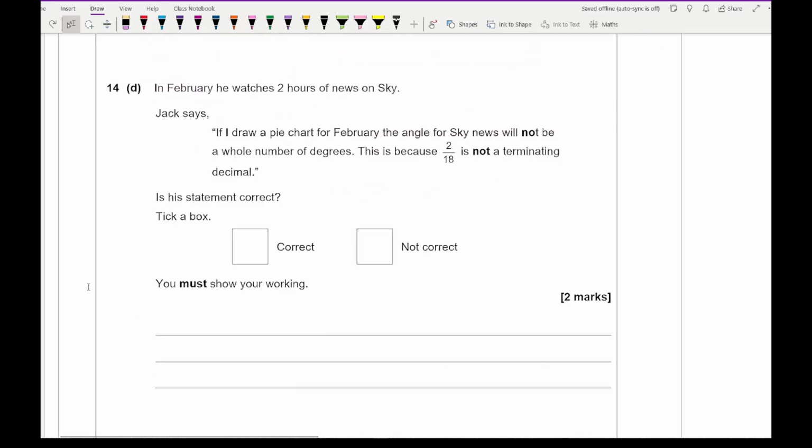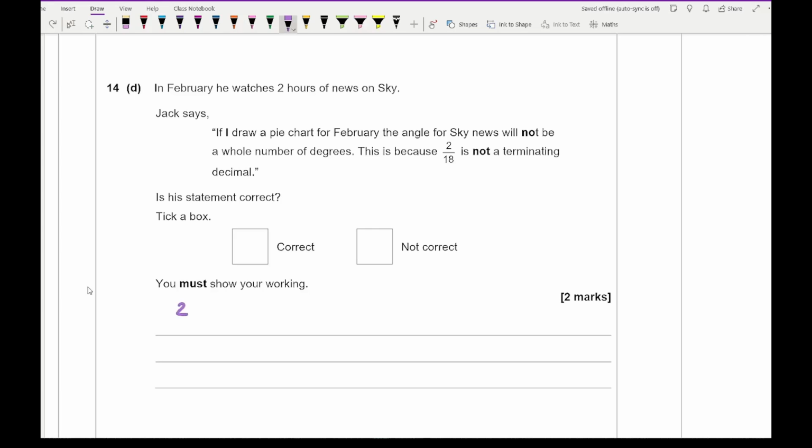Then it says in February he watches 2 hours of news on Sky. Jack says if I draw a pie chart for February, the angle for Sky News will not be a whole number of degrees. This is because 2 over 18 is not a terminating decimal. Is this statement correct? And we need to tick our box here.